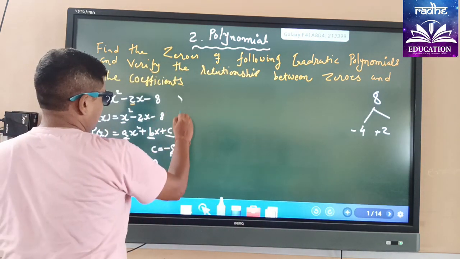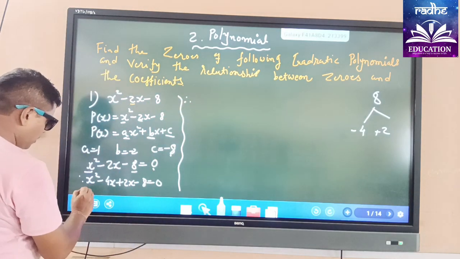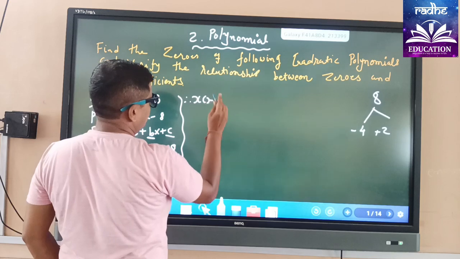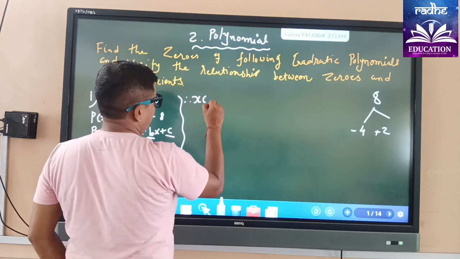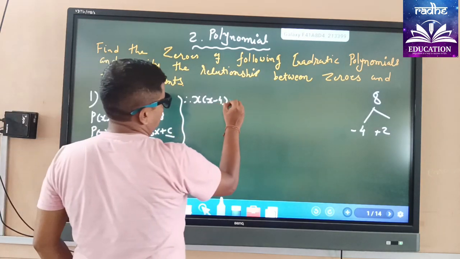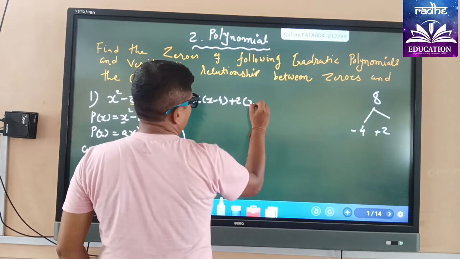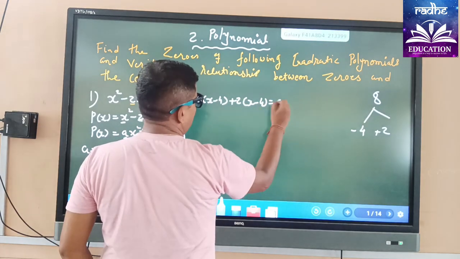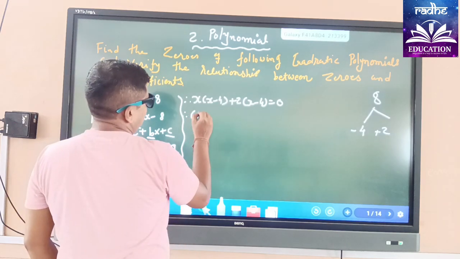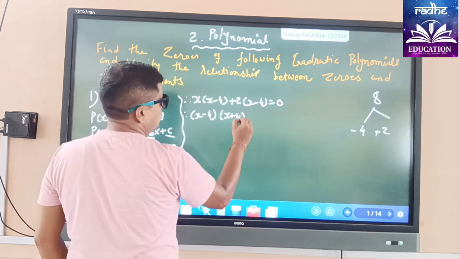Okay, so we can write here, in the first term x is common, x minus 4, and in the second term plus 2 is common, that is plus 2 in the bracket x minus 4 equals 0. Therefore we get here x minus 4 and x plus 2 equals 0.